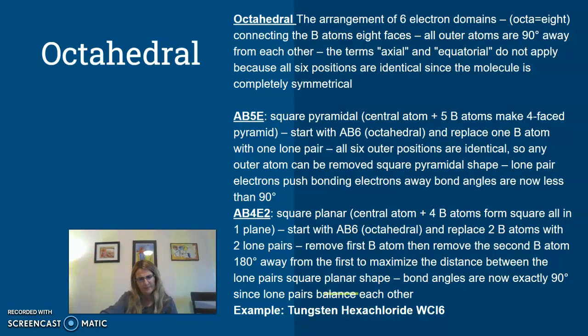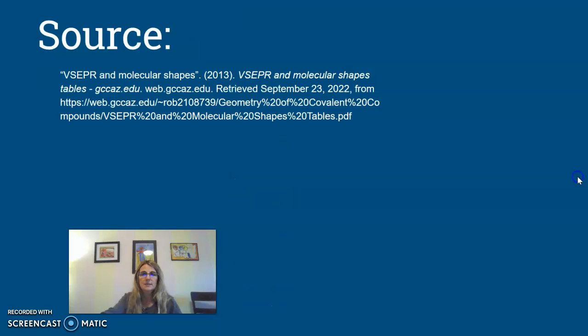And I think that's everything. Number of domains, type of molecule, electron domain geometry, and the balloons, and the number of lone pairs, and an example. All right, I think that's everything. And here is my source. This was an awesome chart that gave me all that information and helped me make sense of it all.